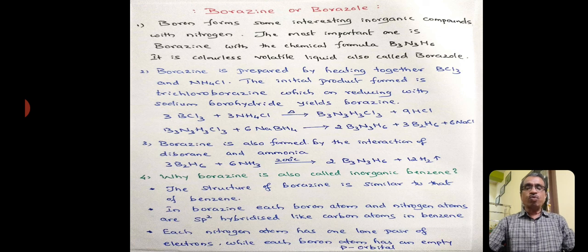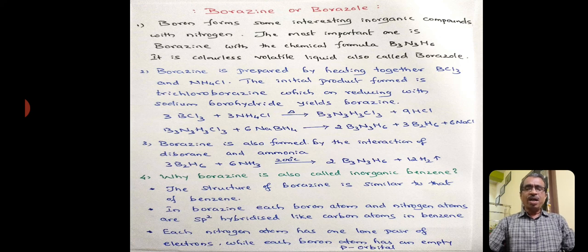3BCl3 plus 3NH4Cl gives B3N3H3Cl3 plus 9HCl. This chloroborazine, when treated with sodium borohydride, gives borazine, diborane and sodium chloride. Borazine is also formed by the interaction of diborane and ammonia at 200 degrees centigrade. During this reaction, along with borazine, hydrogen is also evolved.